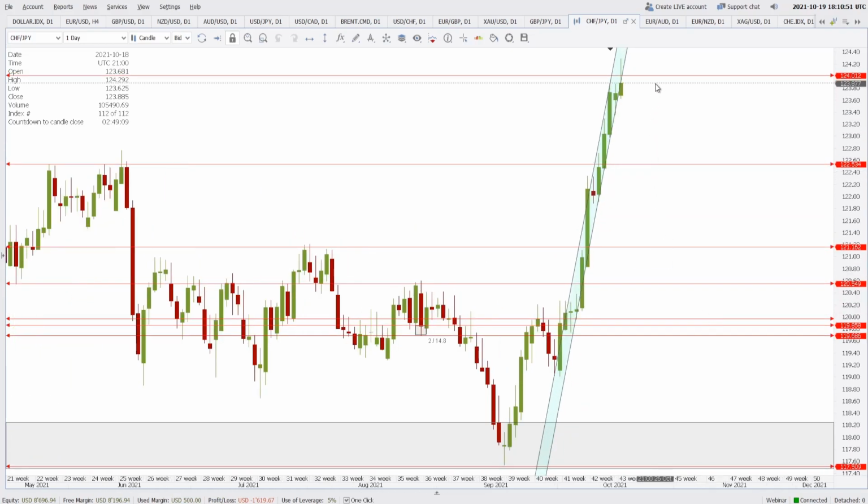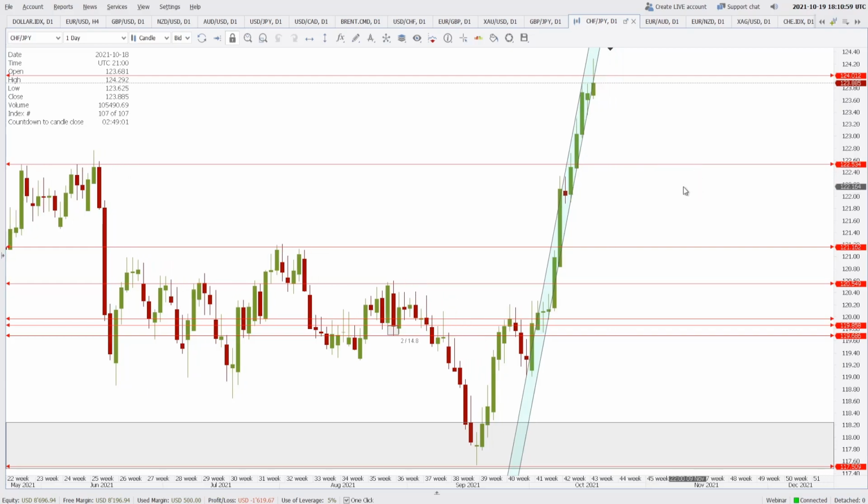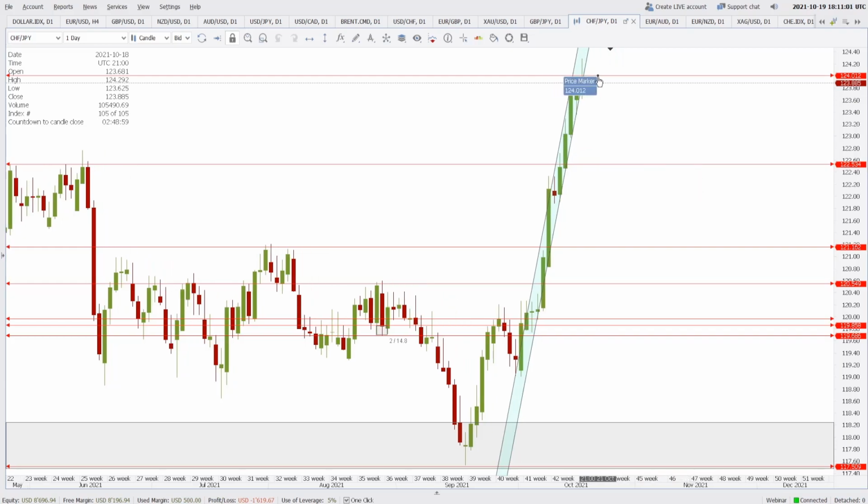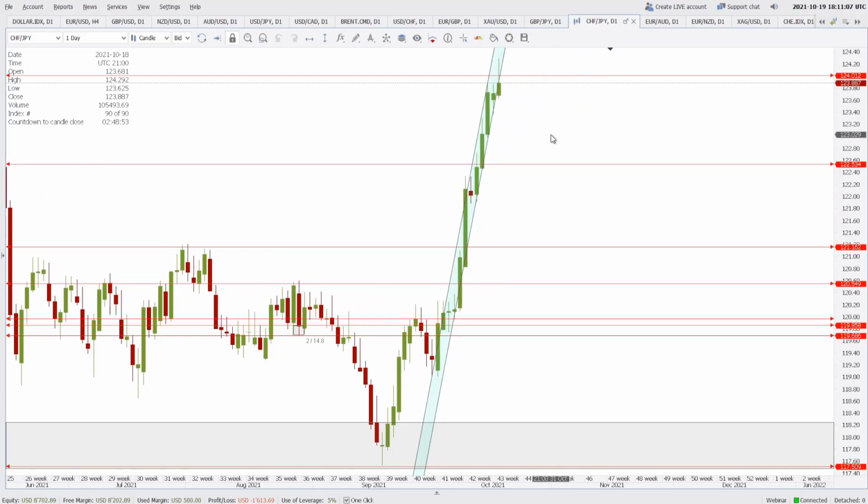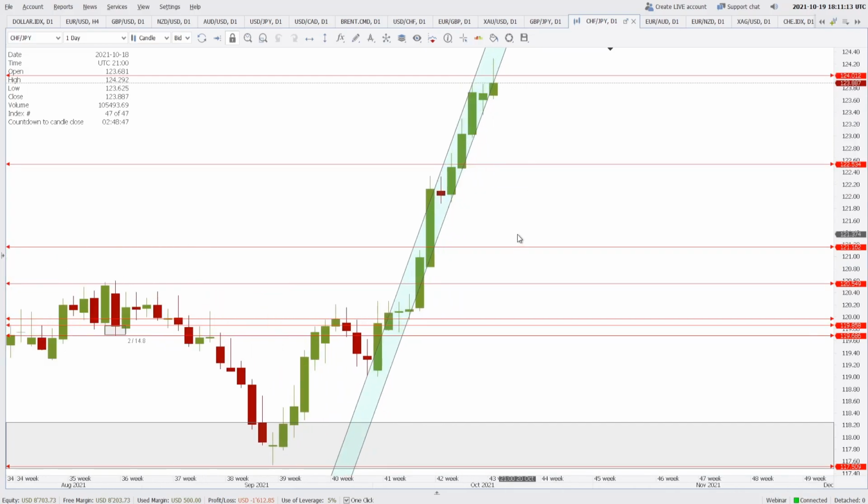Right now 124.01 is the resistance and 122.53 is the support, so expect some buying opportunities here at 122.53, but don't go and short this pair at 124.01. Don't short it here because it is not a selling market. Just stay away. If you want to sell this market, this is not the time. Expect some buying opportunities here.